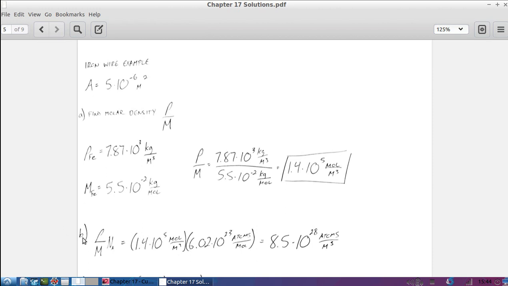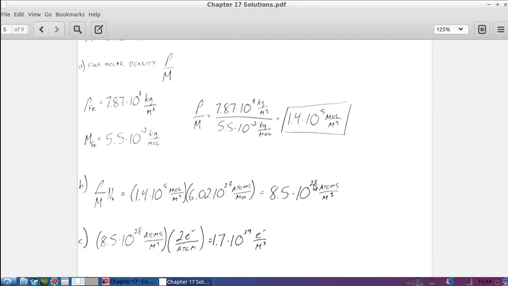Part B is the atom density. We want the molar density times Avogadro's number. So it's atoms per cubic meter. We should be getting a very, very large number here, a very large power of 10. Okay. So multiply by Avogadro's number. My atom density is 8.5 times 10 to the 28 atoms per cubic meter.